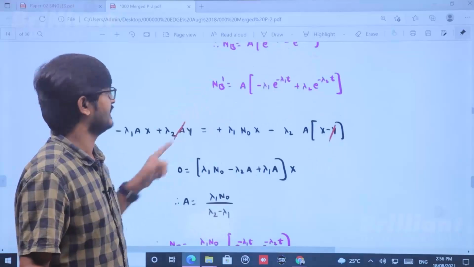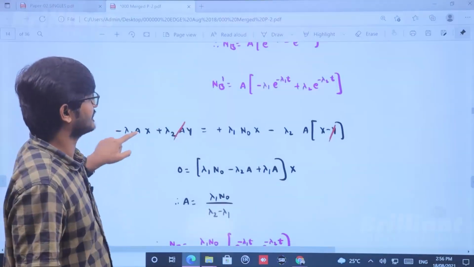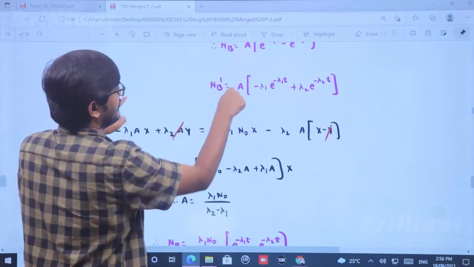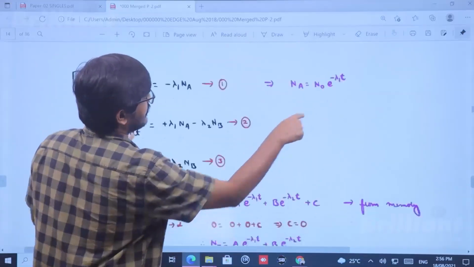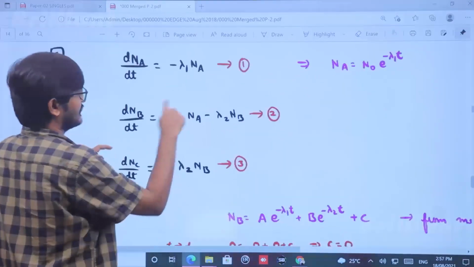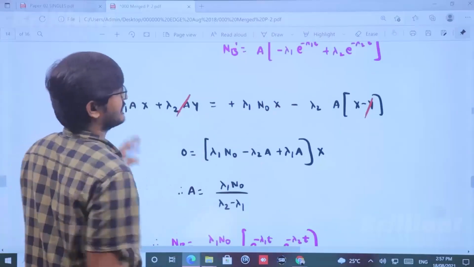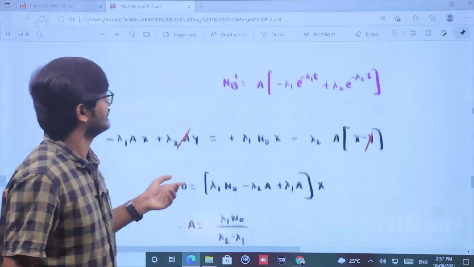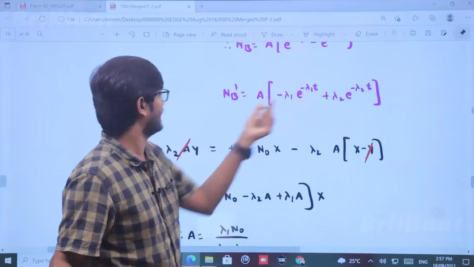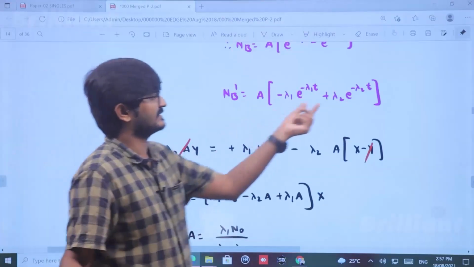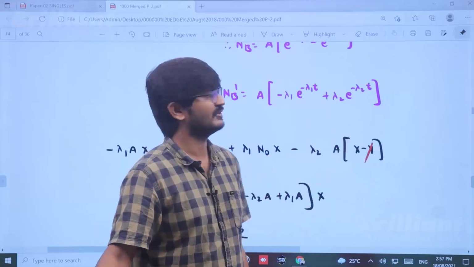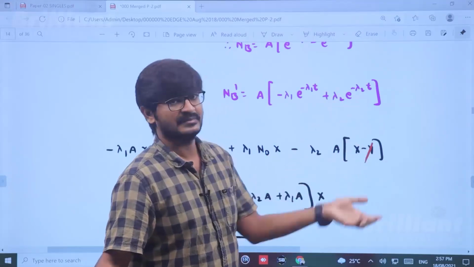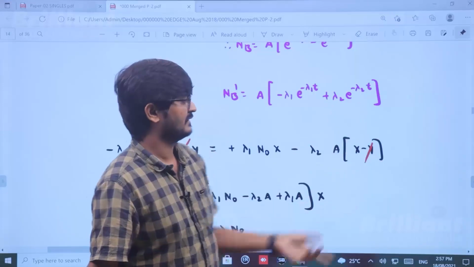So I found NB, NB dash, and I substituted NB, NB dash, and NA in this equation, right? After that, when I solved it, I will be getting something into x. This e power minus lambda 1 into t, I have written it as capital X. E power minus lambda 2 into t, I have written it as capital Y, so that I won't make mistakes or I can save time.